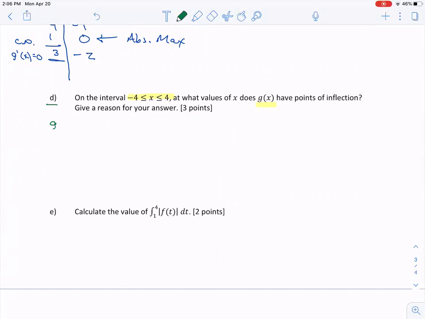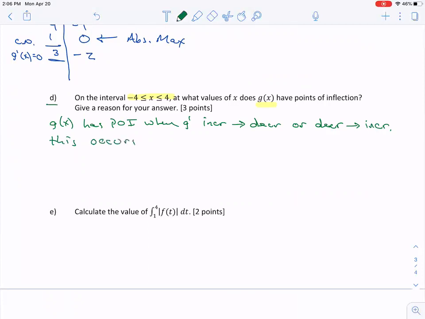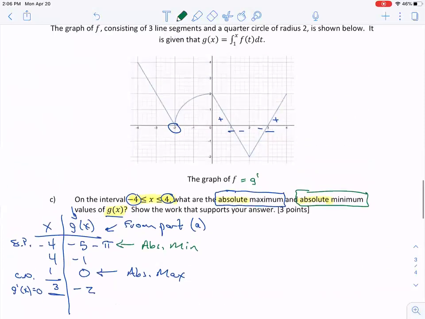So I know that g has a point of inflection when g prime goes from increasing to decreasing, or vice versa, decreasing to increasing. Okay, and I'm just going to say this occurs at x equals, so now again, I'm just looking at my graph. Well, right here, my graph is decreasing, changes to increasing. So that's one, x equals -2.